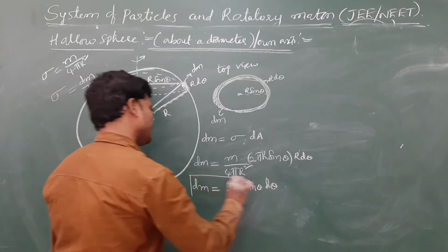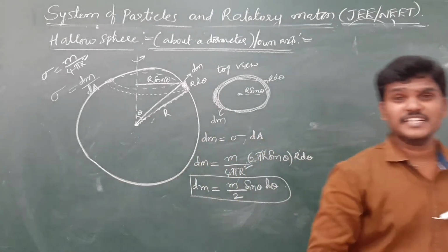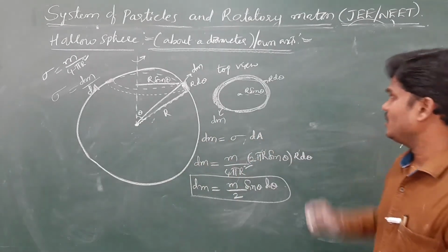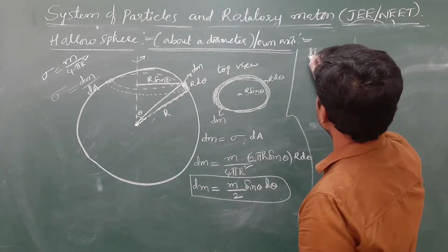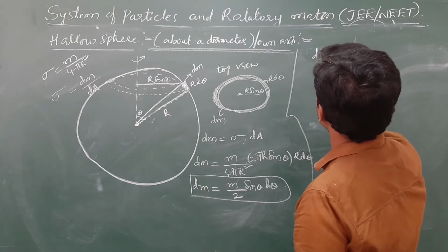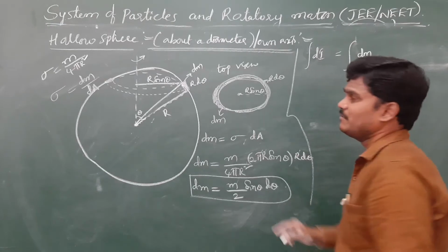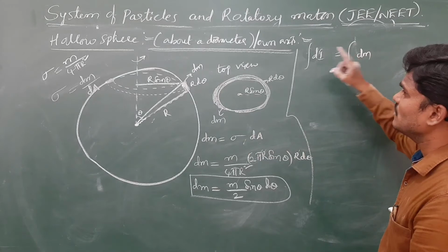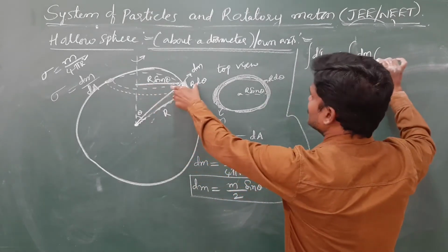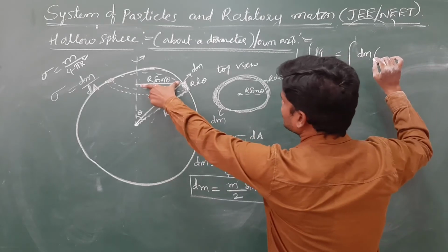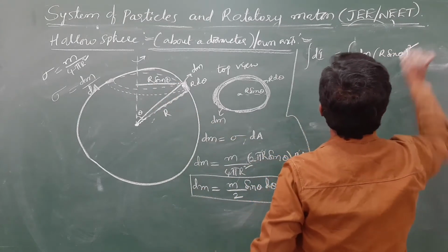So the small part of mass is how much? M by 2 sin theta d theta. Now the target is to find the moment of inertia. dI is equal to dm into the perpendicular distance squared. So dm into this gap, this is the perpendicular distance, r sin theta square.